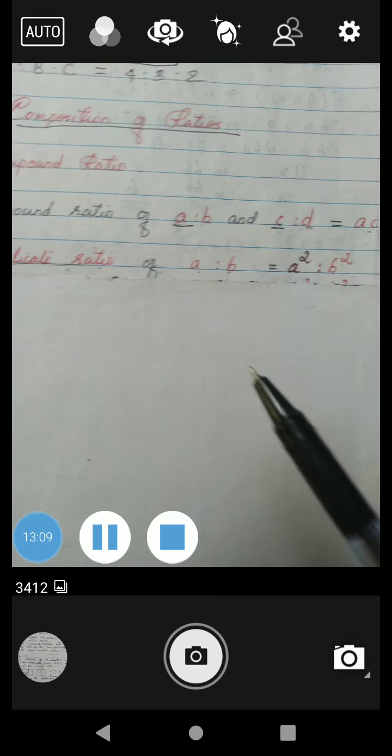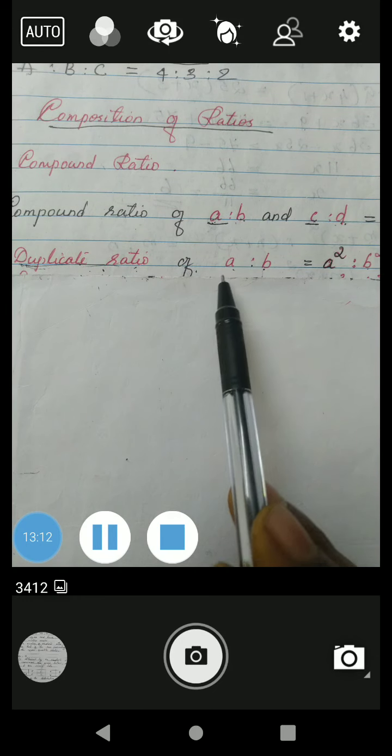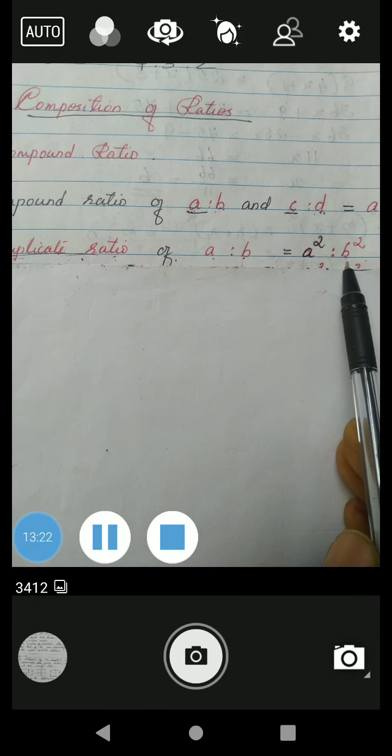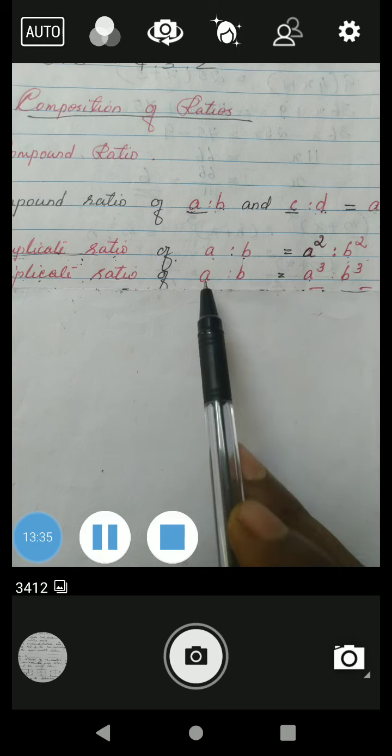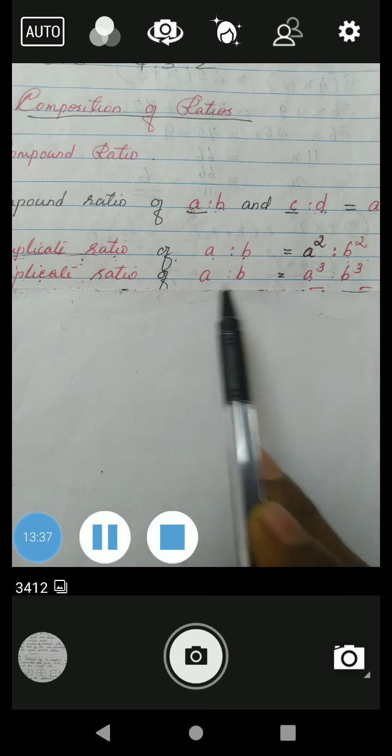You just understand what is duplicate ratio of A is to B. Actually, duplicate ratio of A is to B is the compound ratio of A is to B and A is to B. That is A square is to B square. Then next is triplicate ratio. Triplicate ratio of A is to B is the compound ratio of three equal ratios. Three equal ratios means A is to B, A is to B and A is to B. That is A cube is to B cube.